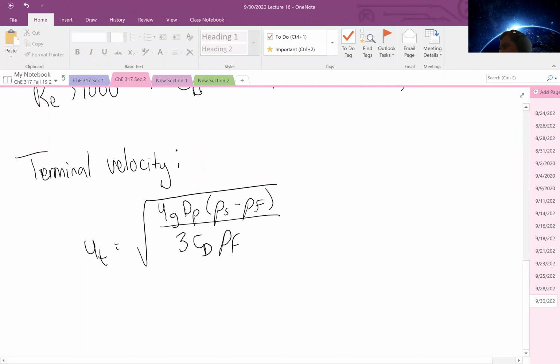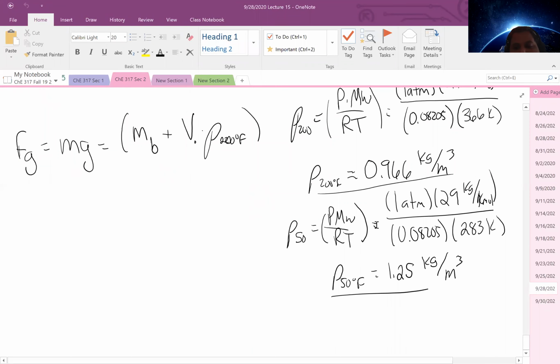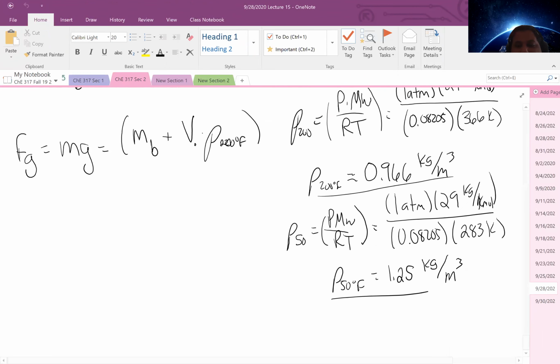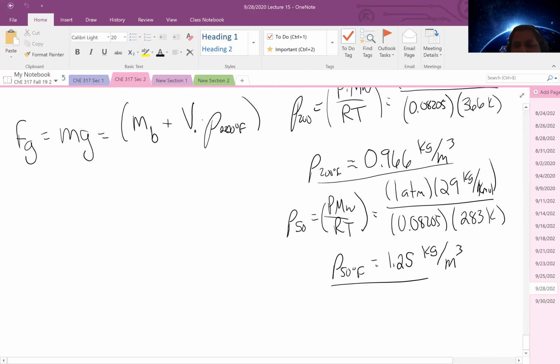Any questions on drag force or terminal velocity, or even the concepts that we had discussed in terms of the example problem? I don't know. Did we finish the example problem? I should probably take a look at that. Actually, we didn't finish the example problem. So we can go ahead and take another look at that one.